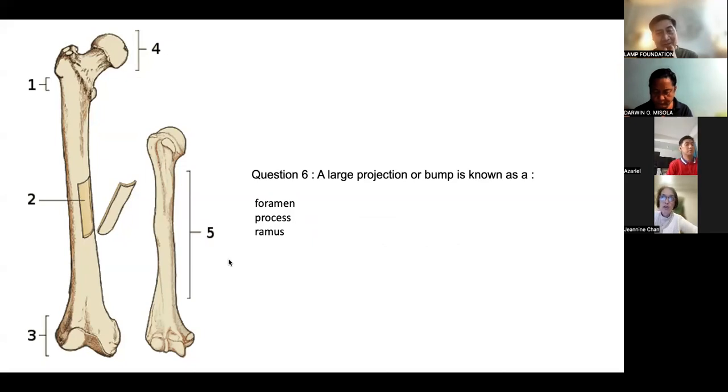Process, Doc? Wrong? Foramen. No. Your answer is correct. A large projection or bump is a process. Yes, process. Next, Doc? The question is a bonus question. A small protuberance. I don't know. I forgot. You should not forget. Eminence. Tama ba, Doc? Tama. Naalala ko. This is a review. Yes, Doc. Eminence. Okay. You know, you should go and get some bones around there.